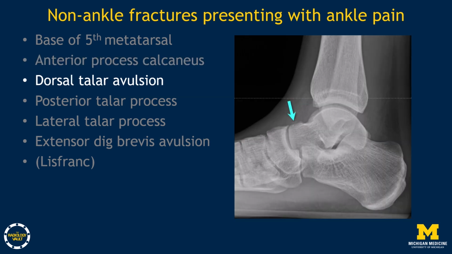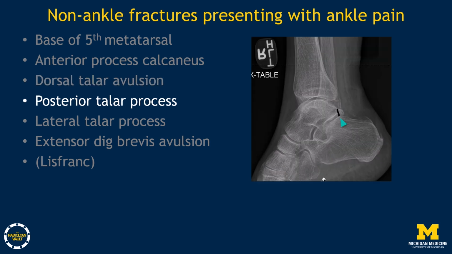The dorsal capsule of the joint can avulse the distal talus, resulting in this small flake fracture which is often overlooked. The posterior talar process can fracture secondary to forced plantar flexion. The black line highlighted by the arrowhead shows the location of this fracture, which is not demonstrated.